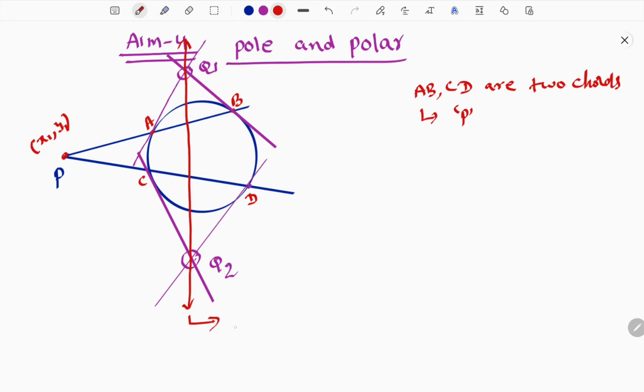This line is called the polar. Here P is called the pole. P is called pole. This is called the polar.